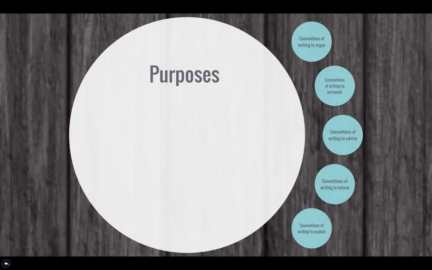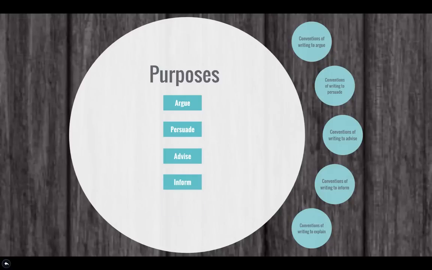Okay, let's go on and have a look at the purposes of transactional writing. Now there are 5 purposes: argue, persuade, advise, inform and explain. And each one of these 5 purposes has its own particular set of conventions. Generally, with the transactional writing tasks, one of these 5 will be the main purpose, and then you'll have one or more of them as secondary purposes, and the expectation is you'll include conventions from all of the purposes that you're being asked to write about.